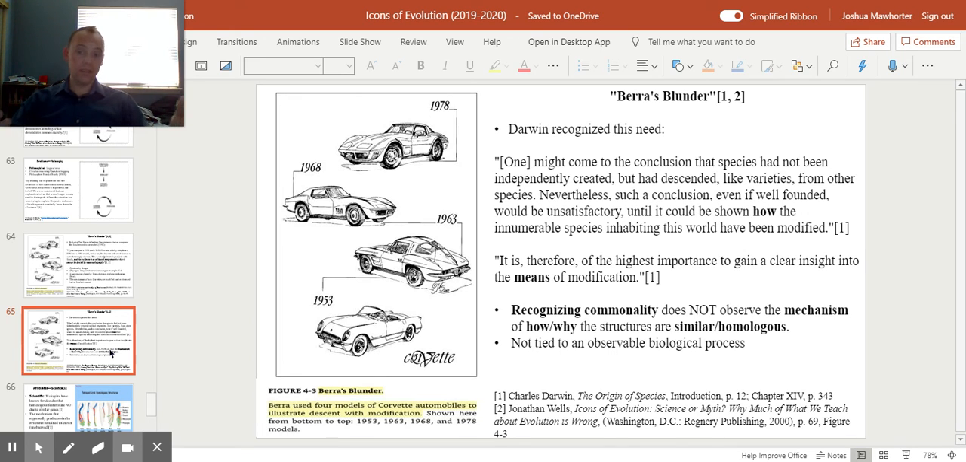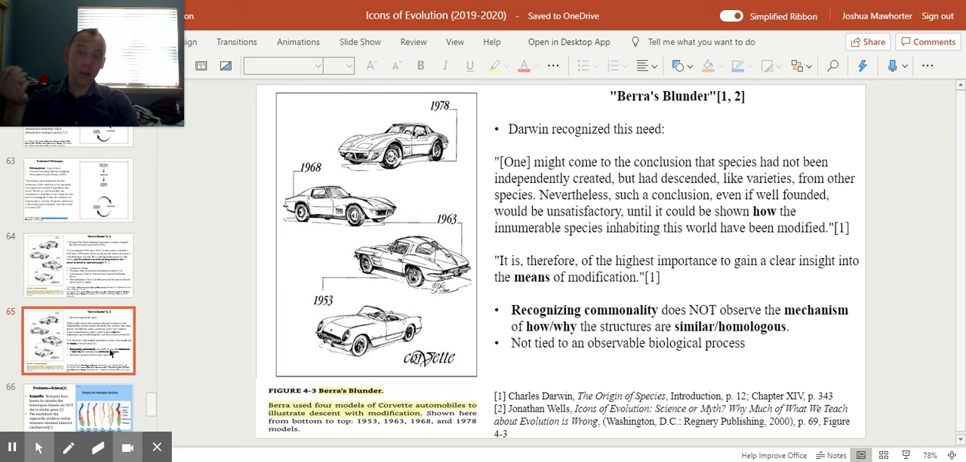Some think it's through the DNA codes or things like this. They develop very differently. The wing of the bat and the arm of the human and the leg of the horse have very different purposes. So recognizing commonality does not observe the mechanism of how and why the structures are similar and homologous. It's not tied to an observable biological process that we know of.